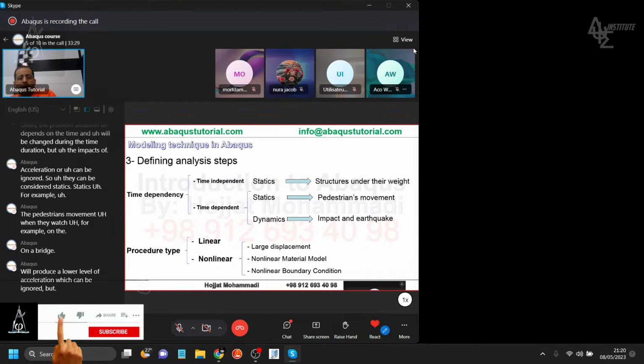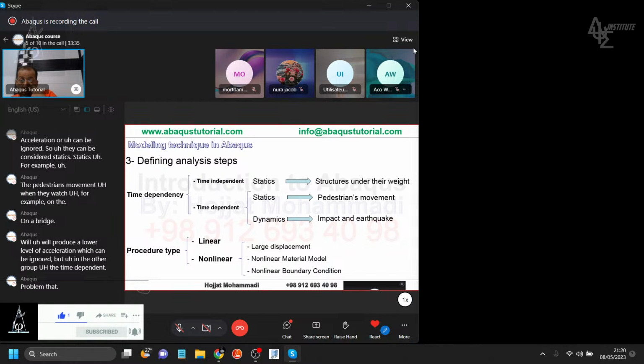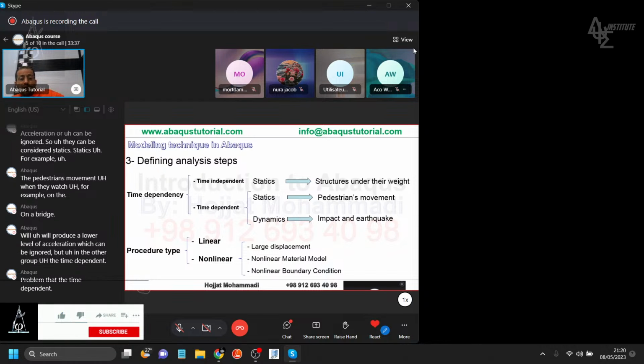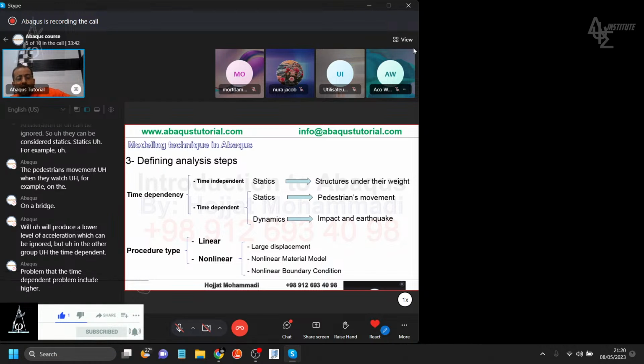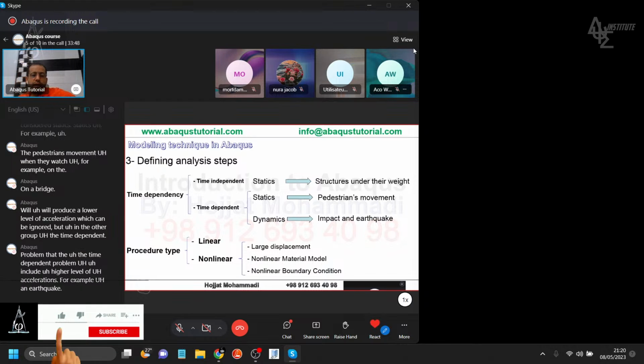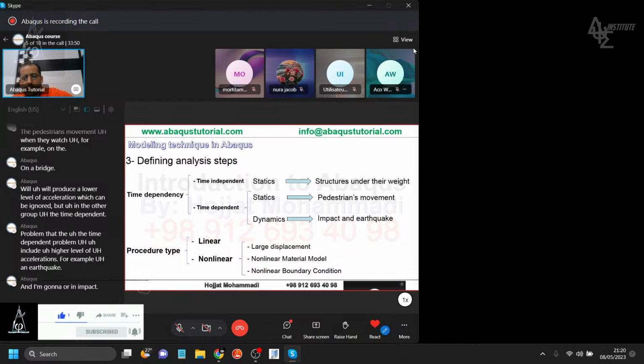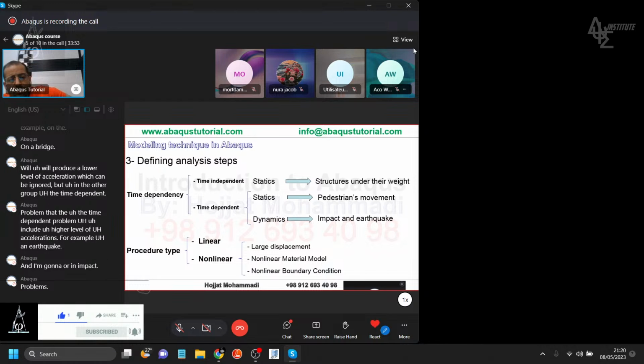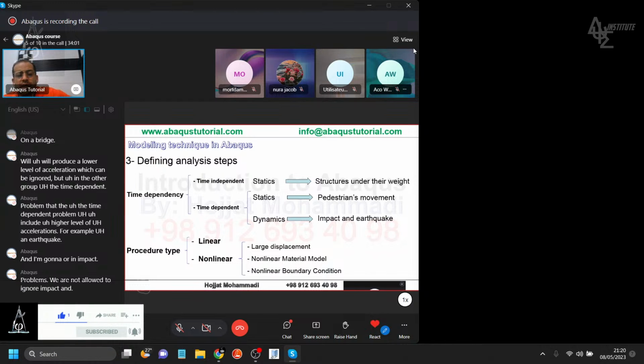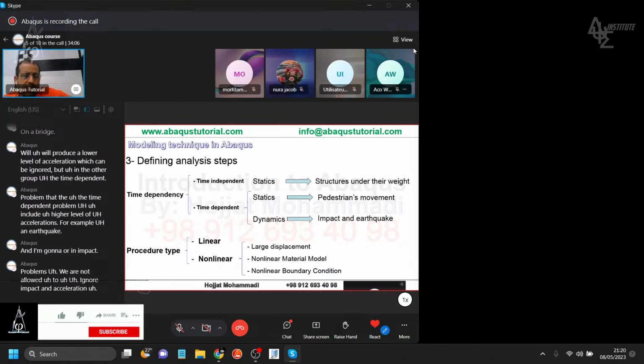But the other group of time-dependent problems includes a higher level of accelerations. For example, in earthquake phenomena or in impact problems, we are not allowed to ignore impact and acceleration effects in our model.